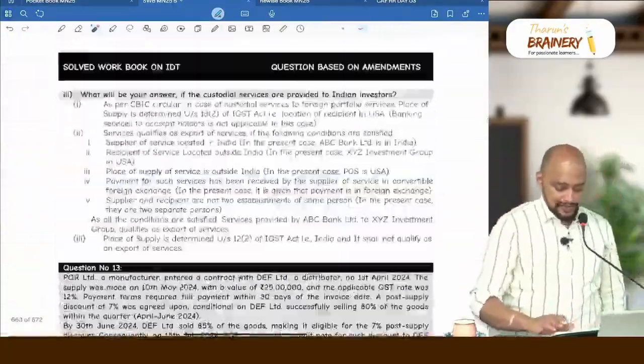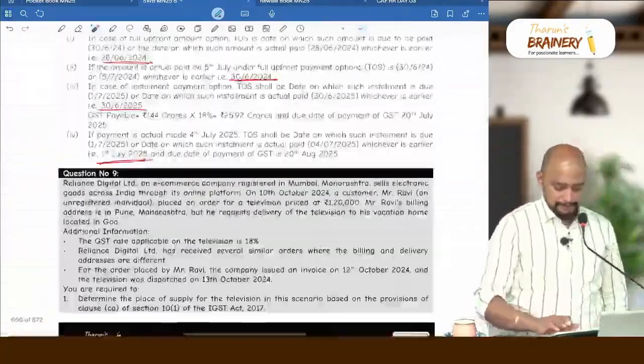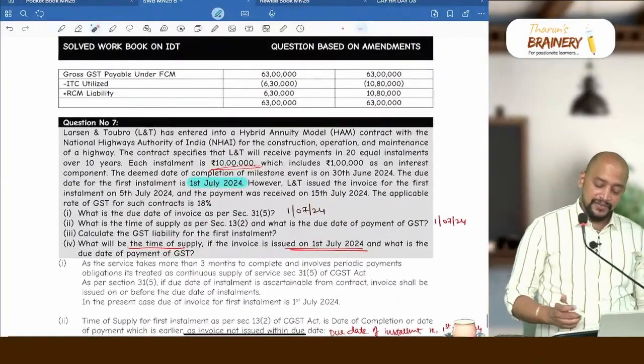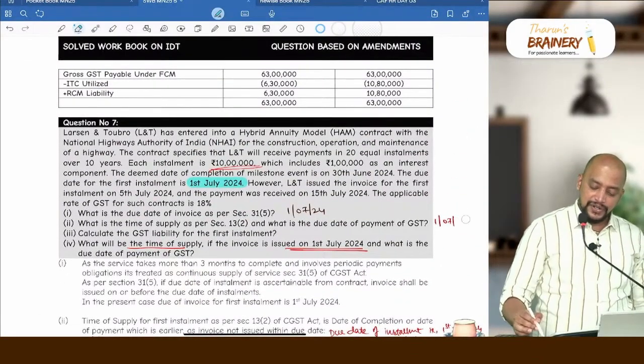So that is question number 7. You can see this question number 7.